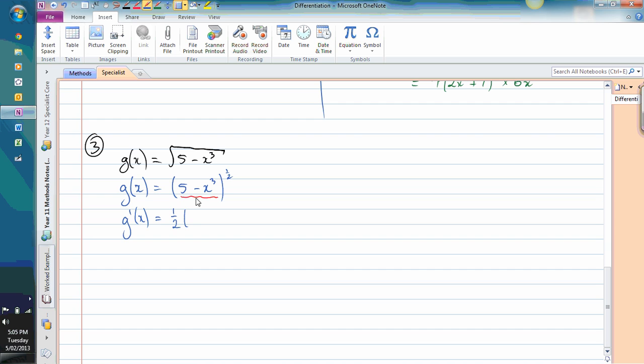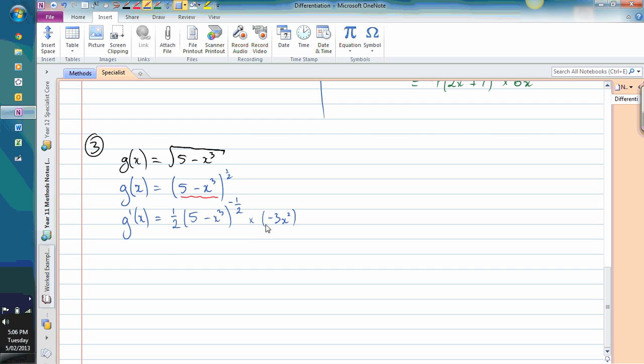that's 1/2 of 5 minus x cubed. Remember, I'm just pretending that it's just an x, even though it's a 5 minus x cubed. Reducing the half by 1, which is negative 1/2. And because it's not just an x in here, it's a 5 minus x cubed, I have to correct it. I've got to multiply by the derivative of what's in here. In this case, the derivative is just going to be negative 3x squared.